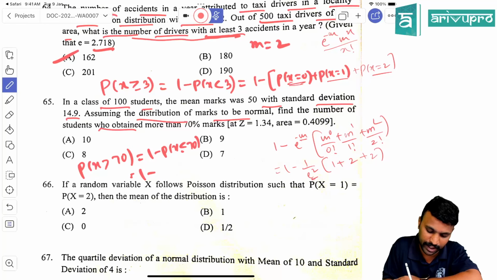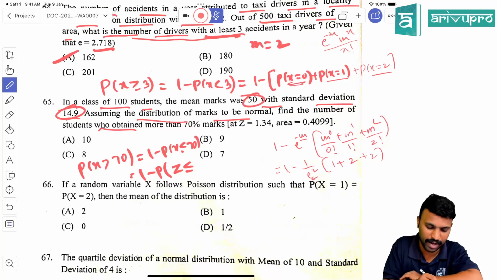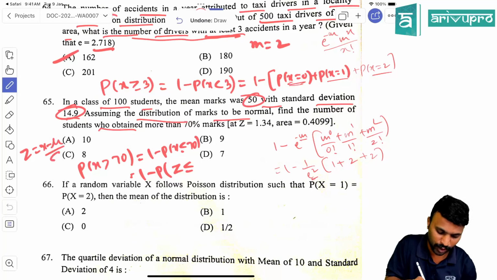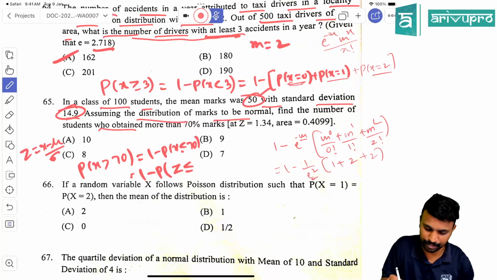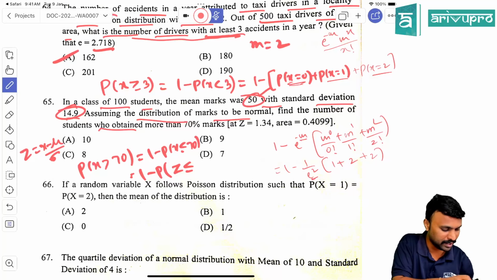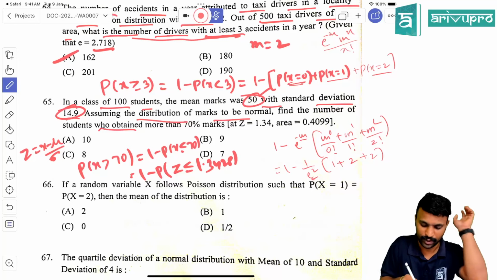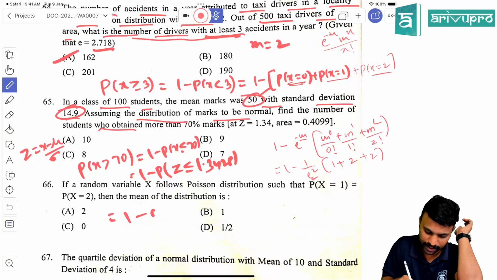Guys, you have to change it to the standard normal distribution. X becomes z. 70 minus 50 is 20 divided by sigma 14.9, because z is nothing but x minus mu by sigma. So you have to subtract mu from 70 and divide by sigma. 70 minus 50 is 20, sigma is 14.9. So you get 1.3428.